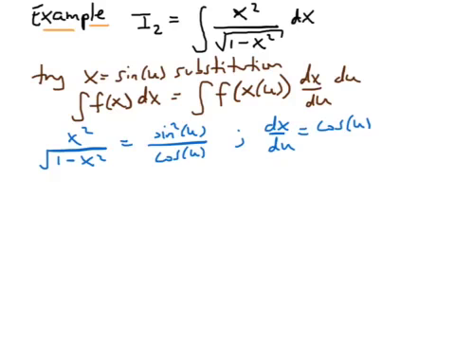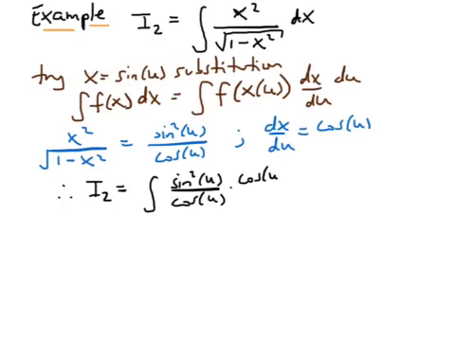So what this tells us is that our integral I2 is going to be the integral of sine squared u over cos u, that's the initial integrand, multiplied by cos of u, that's the factor that we're bringing in, and again we see here a cancellation. The cosine of u on the bottom and the cosine of u on the top cancel, and we are left with the integral of sine squared u with respect to u.